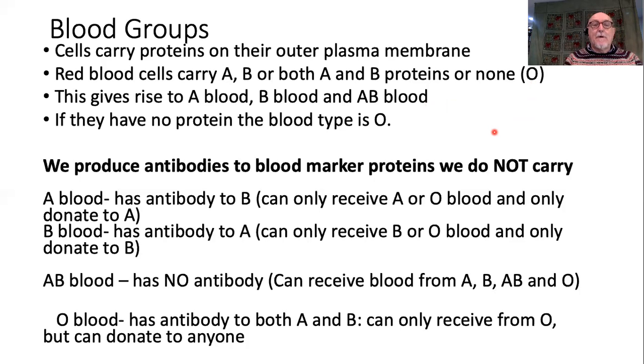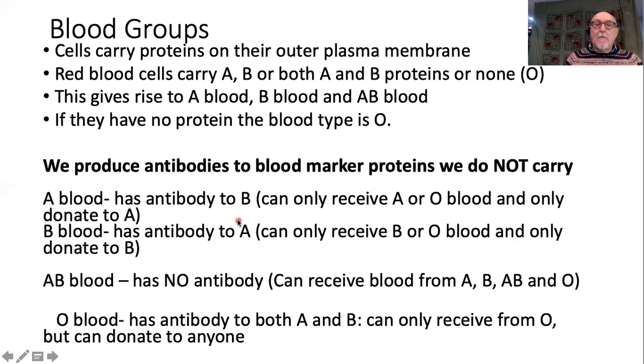So this sets up a situation where we can decide if somebody needs a blood transfusion. We can predict what would happen, and we can give them blood which their blood will not react against. So you're always safe, for instance, getting your own blood group. That is one thing. But you may also sometimes be able to use another blood group.